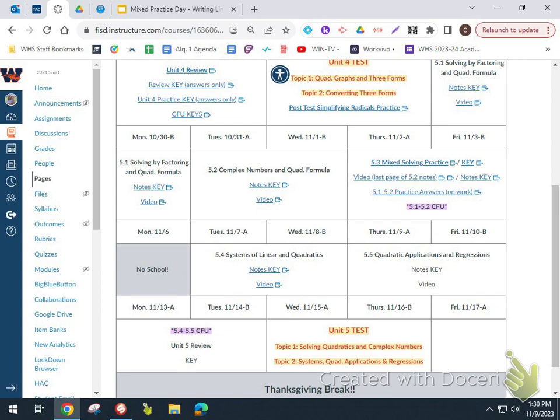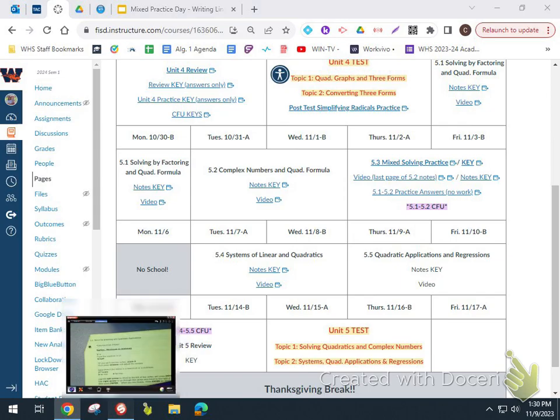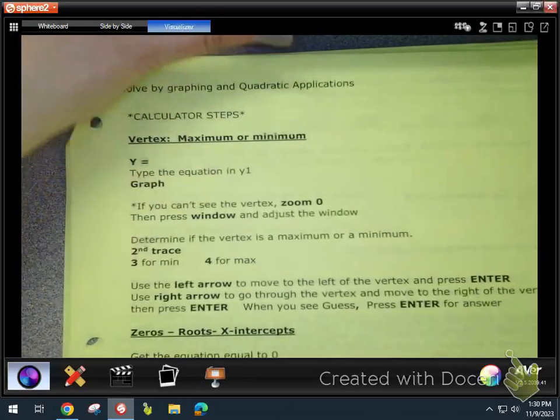If you have your 5.4 homework, I have the answers if you want to check your answers. But yeah, so that's what we're doing. Last lesson, hopefully this stuff is familiar to you. And hopefully topic 2 is fairly easy, okay?